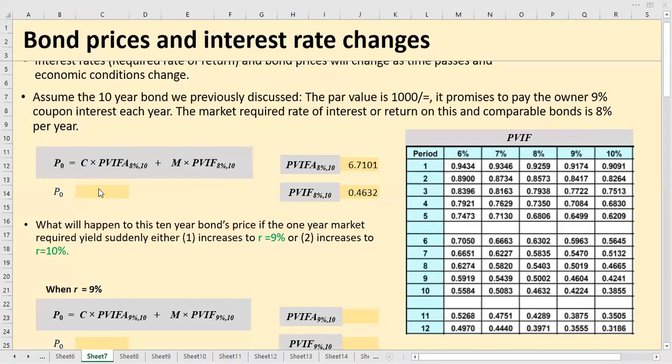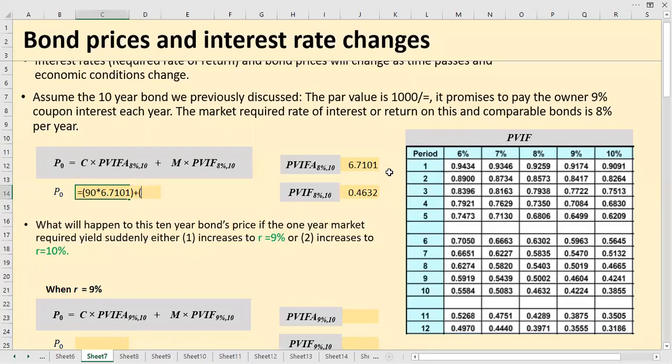Let me go to this cell, and in the formula, the first part is C multiplied by the present value interest factor annuity. So C is basically equal to what? C is 1,000 into 9%, that means 90 rupees. So 90 rupees multiplied by the present value interest factor annuity value, which is 6.7101. That is the first part.